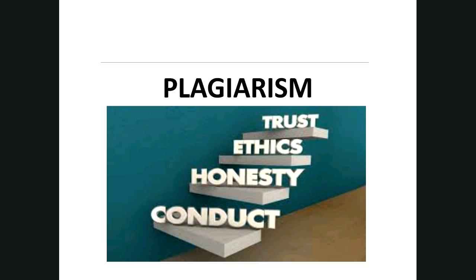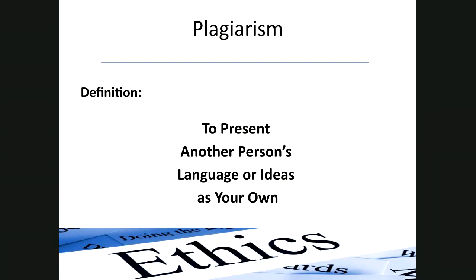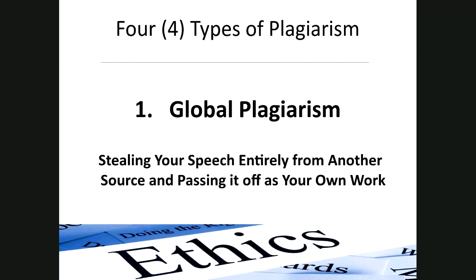Plagiarism. What is it? Plagiarism is when you present another person's language or ideas as your own. Now, there are four types of plagiarism. The first type is global plagiarism, and global plagiarism is stealing your speech entirely from another source and passing it off as your own work.